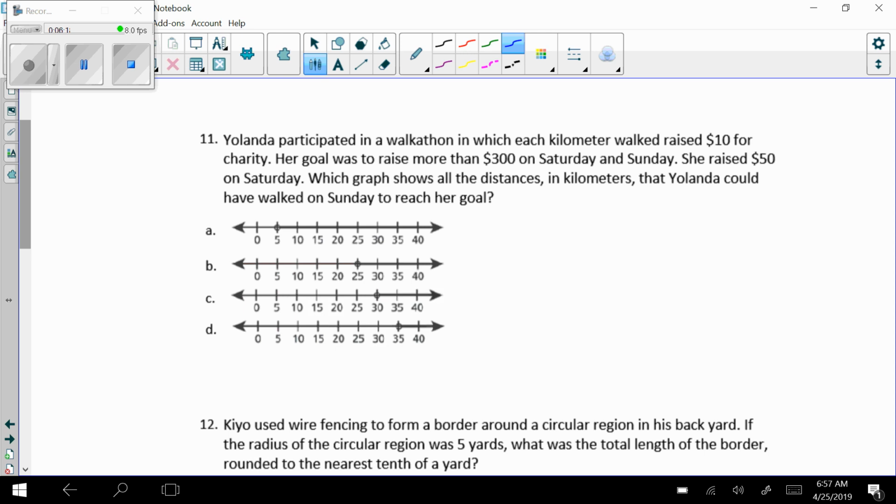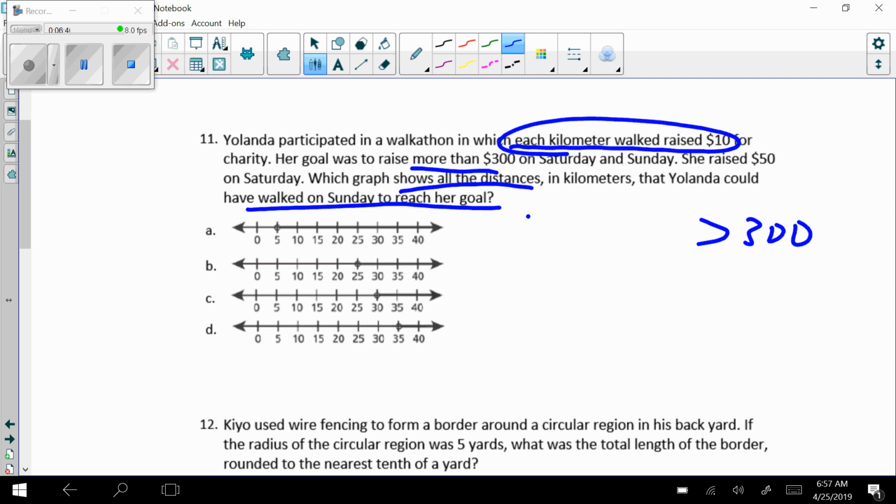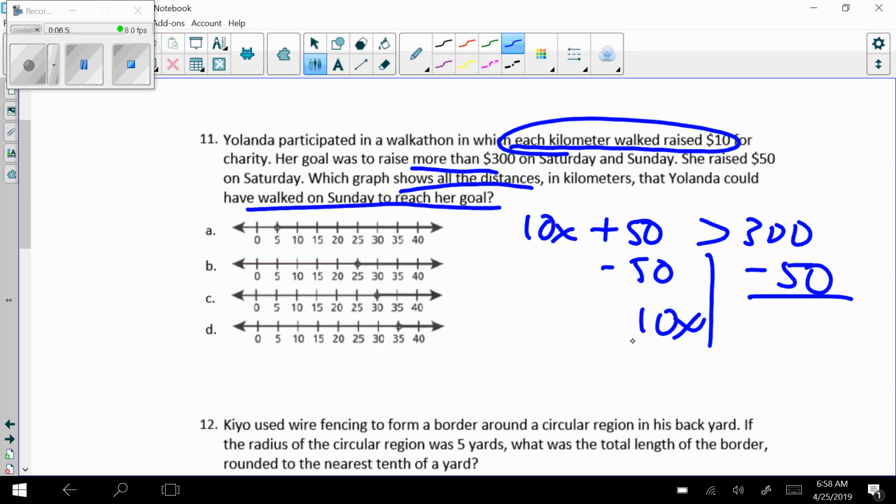Number 11. Which graph shows all the distances Yolanda had walked Sunday to reach her goal? So this is an inequality. Yolanda participated in a walk, more than 300, so it's got to be greater than 300. She raised 50 on Saturday. Each kilometer is $10, so this would be 10x plus 50. And once you solve this, you take your 50 off, whatever you get for your 10x, divide by 10. Whatever you end up with is going to be one of these dots, so then you should be able to figure it out from there.